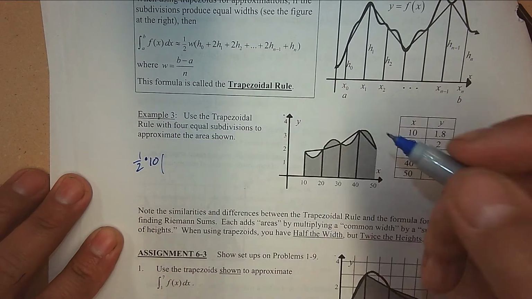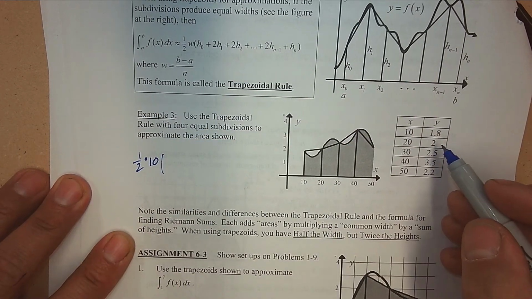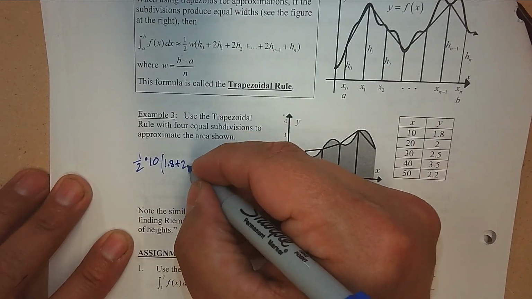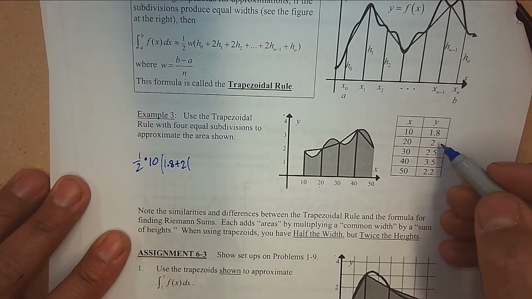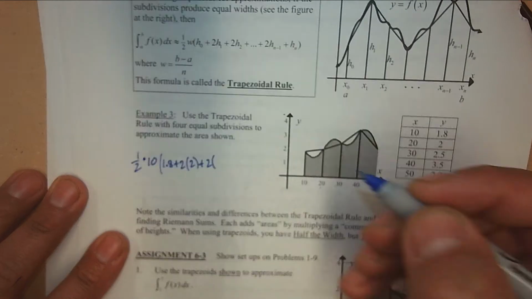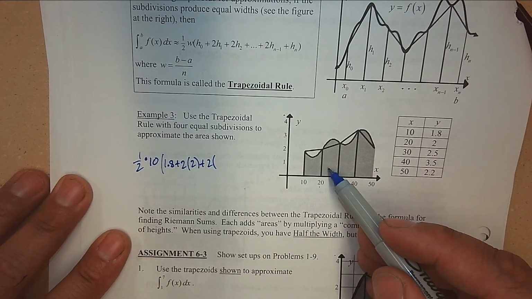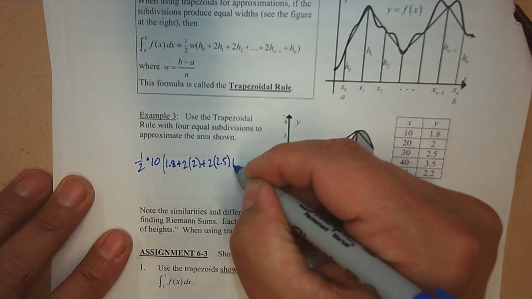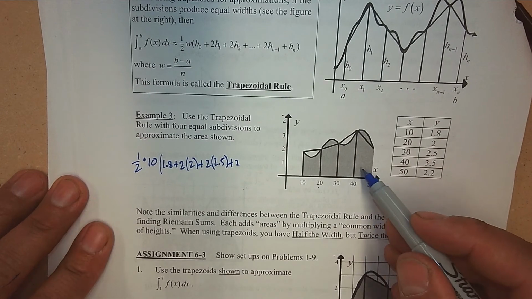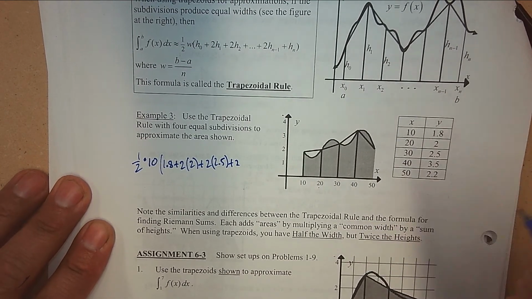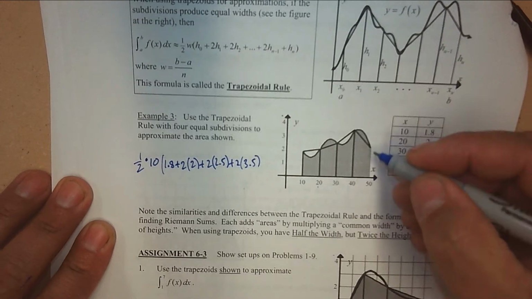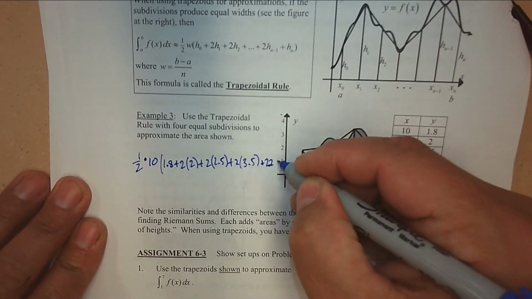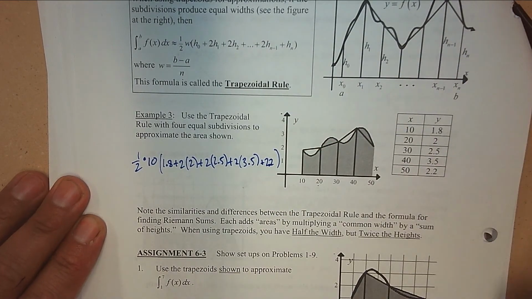Now, the first height, for 10, look off the chart. It's 1.8. I only use it once. The next ones I'm going to double because they're shared by two trapezoids. So at 20, the answer is 2, and it's doubled because it's shared by the left trapezoid and the one right beside it. At 30, it's shared. And remember, at 30 it's 2.5. That's why I'm doubling it. At 40, it's shared, right, by both trapezoids. So at 40, look off the chart, it's 3.5, and then the last one is not shared, so you don't double it. At 50, it's 2.2, and that's it. That's the setup using the trapezoidal rule.